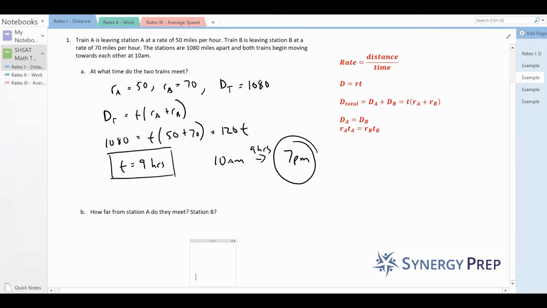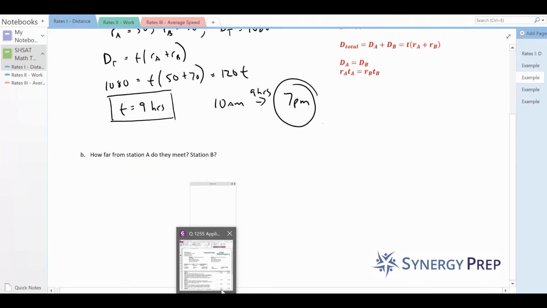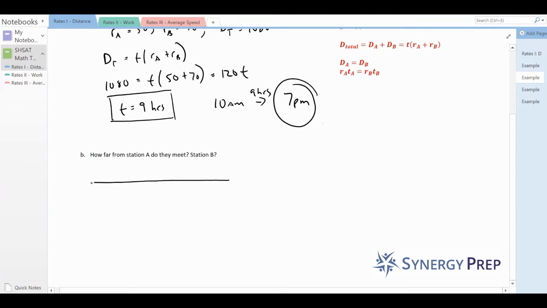How far from station A do they meet? Well, if you look at the diagram, you have station A, you have station B. We don't really know where they meet, so I'm just going to draw an X randomly on the diagram, right? So from X to A is the distance that A travels, and from X to B is where B travels. So, how far from station A do they meet?